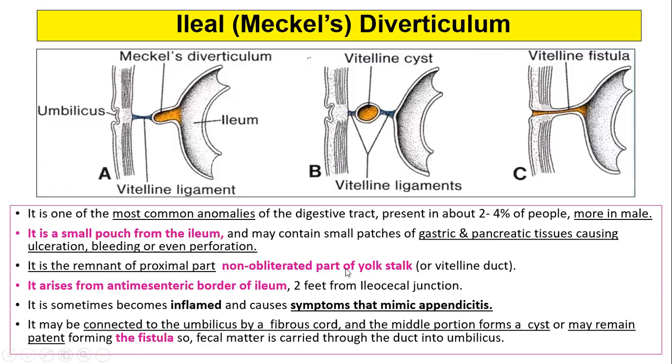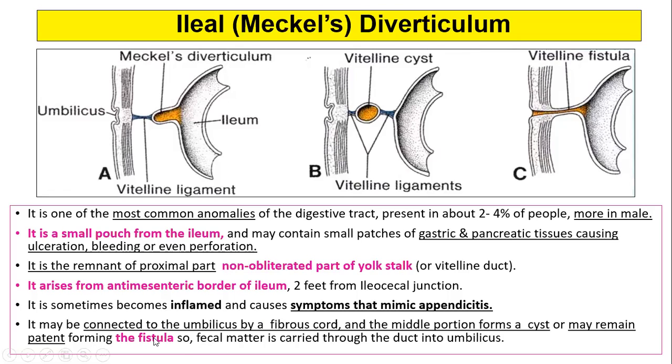It may be connected to the umbilicus by a fibrous cord, as you can see here, the fibrous cord, and the middle portion forms a cyst or may remain patent, forming the fistula. Sometimes the middle part might remain as a cyst, and the first and last part have become vital ligament. Sometimes there can be a fistula development of this called the vitelline fistula.